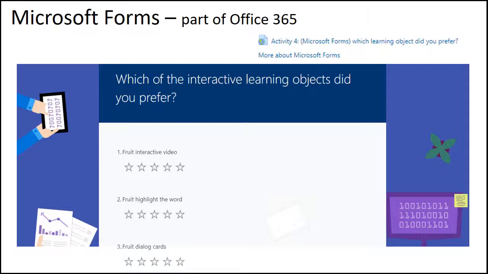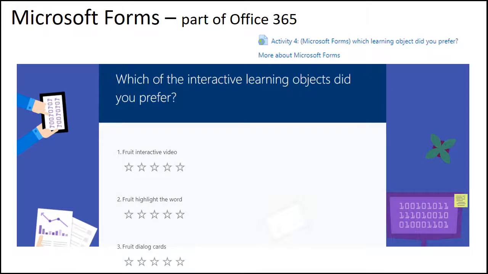The next activity type I'm going to show is from Microsoft Forms, which is available to everyone. It's part of Office 365, and I've linked it to the previous activity where we looked at some H5P hotspot activities, interactive video, etc. So what I've done here is very quickly create a Microsoft form where the students can click on the link.